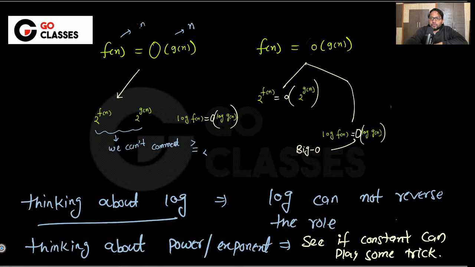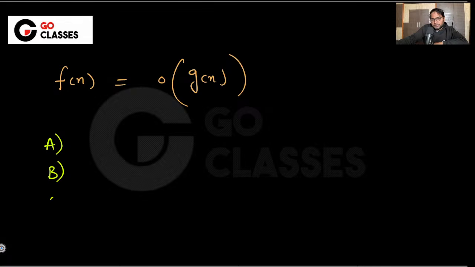Now let me just ask you, let me just see if you remember that or not. Let's suppose there is a function fn, there is a function gn, and they are related by small o. Then can I say log of fn is also equal to small o of log of gn? Can I say this?